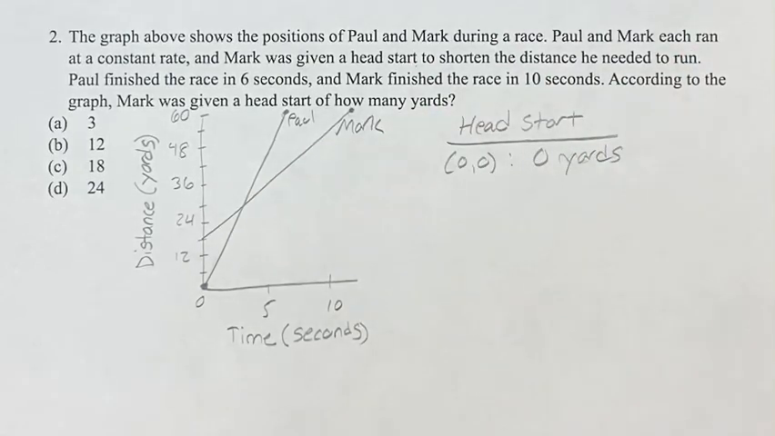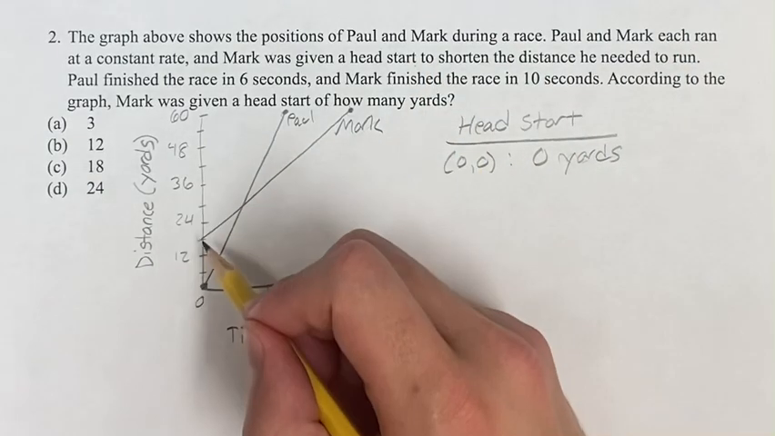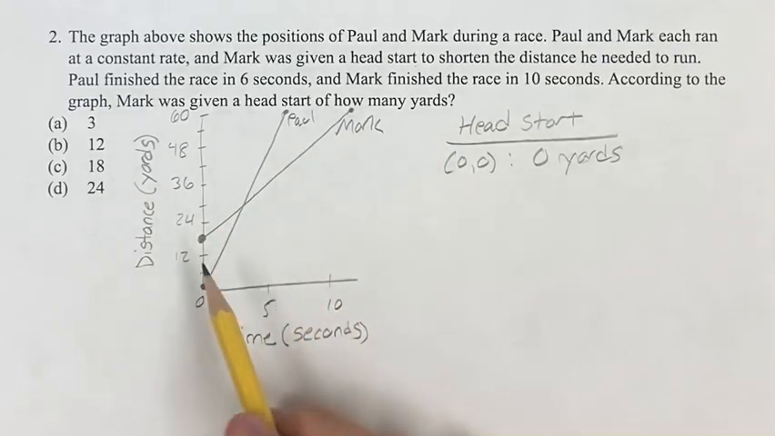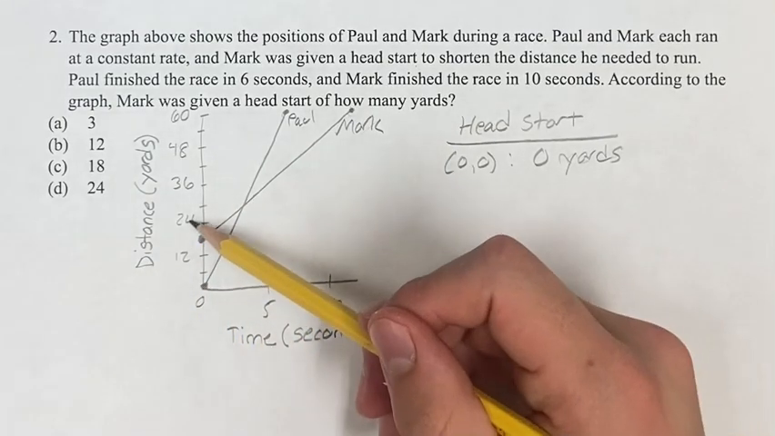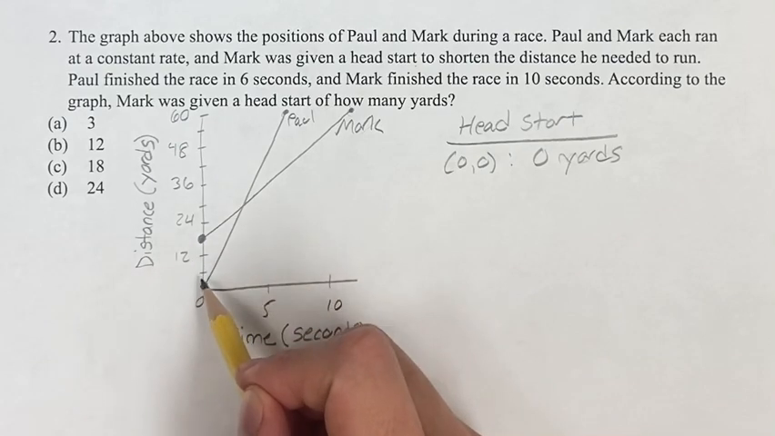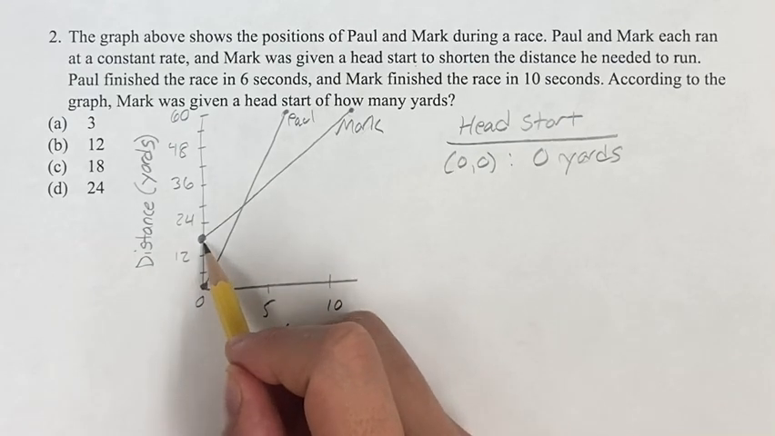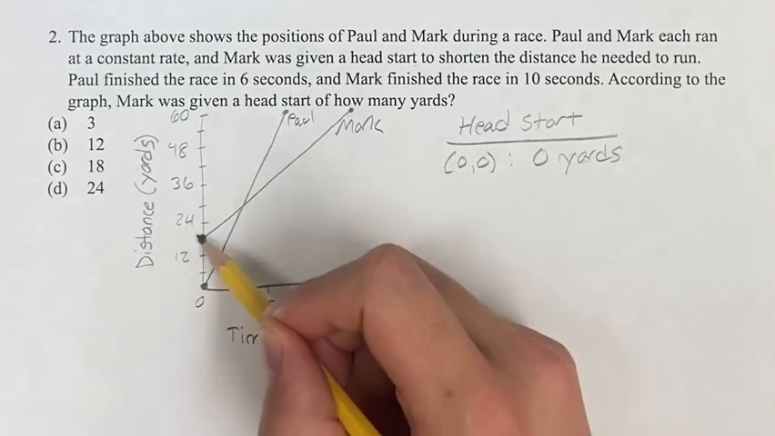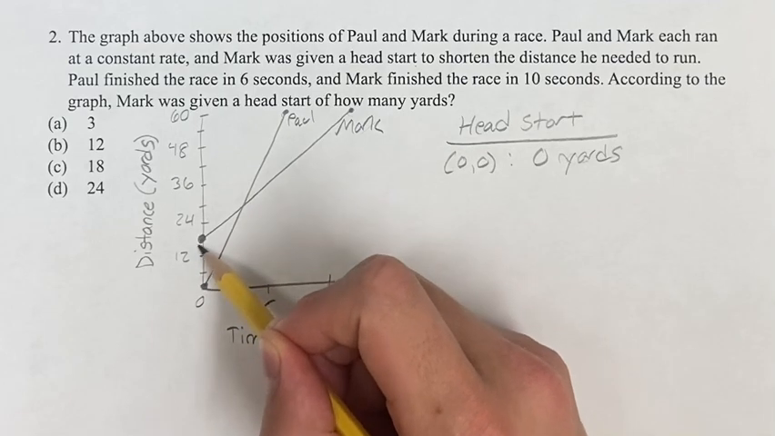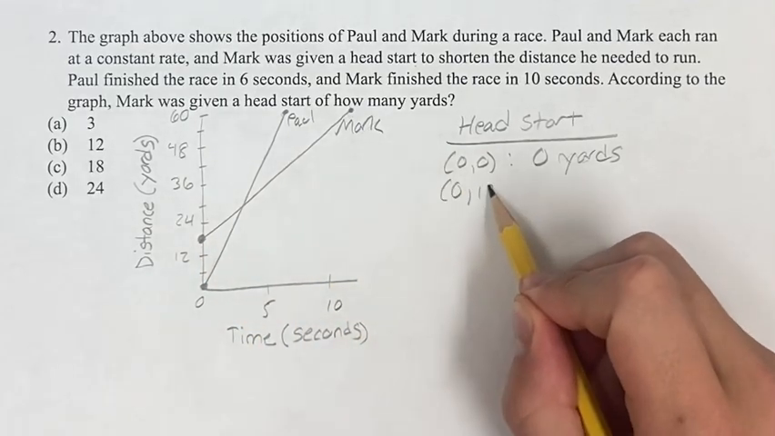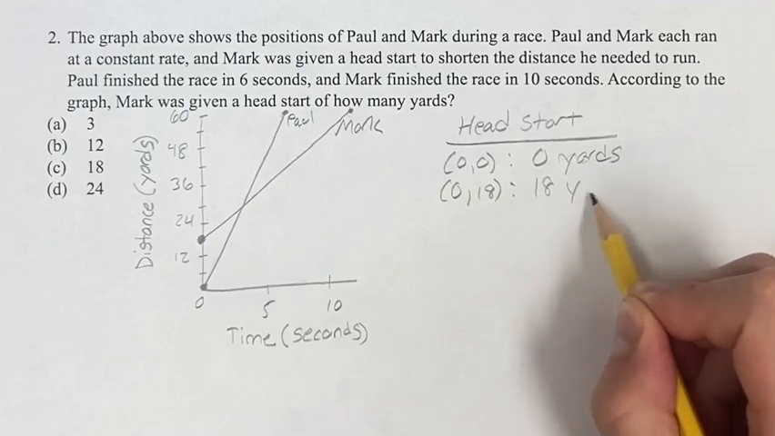Mark, on the other hand, was given a head start, so when we look at his position at time equals 0, he was there, which correlates halfway between 24 and 12. Each of these ticks is going to be 6, since 12 is 2 ticks. So we know 12, 18, 24, so he started at 18, which means he was 18 yards in.